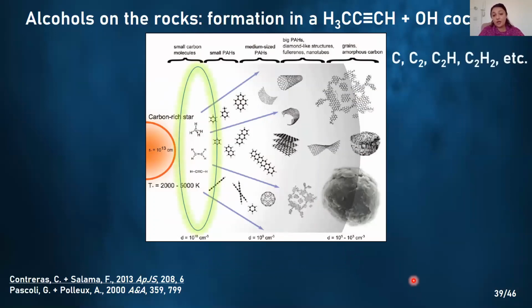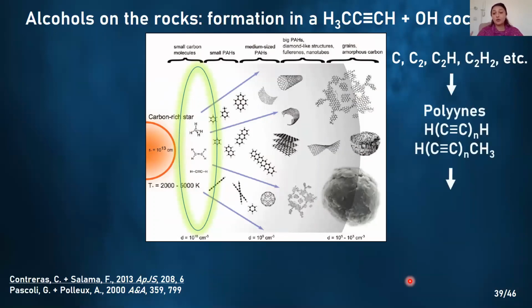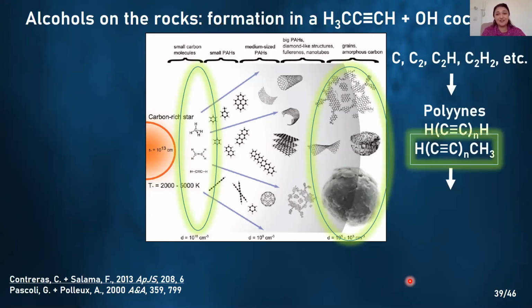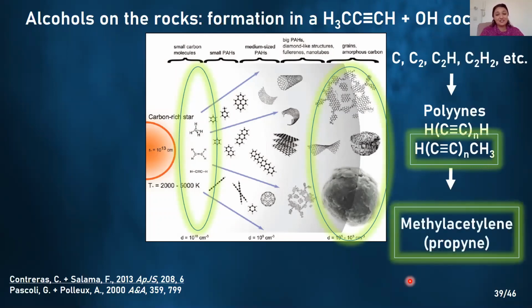From a bottom-up perspective, simple species like acetylene can polymerize to form polyynes. To make it more complex, a methyl group can be added to form methyl polyacetylene. Such species can then accrete onto carbonaceous dust grains that were formed from the nucleation of PAHs. In this study, we just focused on the simplest representative of methyl polyacetylene, which is methyl acetylene, also known as propyne.